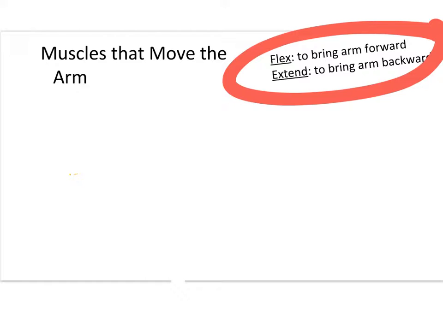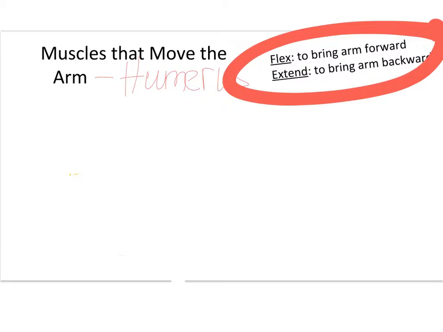And then muscles that move the arm. When it's talking about arm, what bone is it talking about? The humerus. So all of these are going to be acting on the humerus. So where do you think that they're all going to insert? The humerus. They're all going to insert into the humerus.